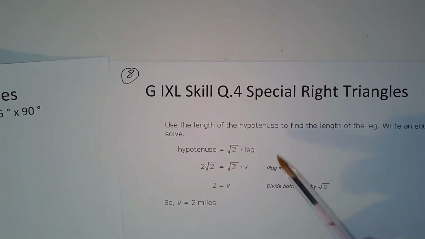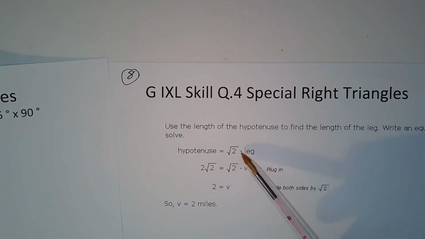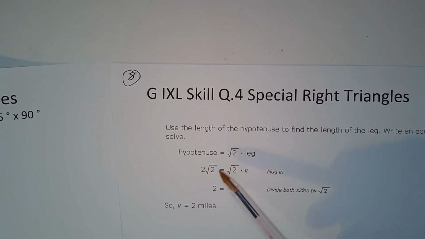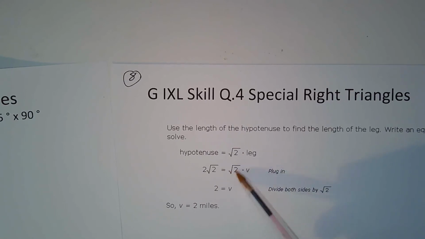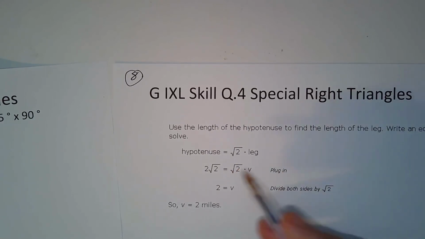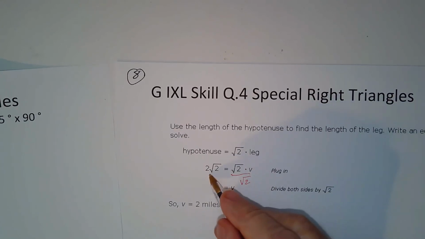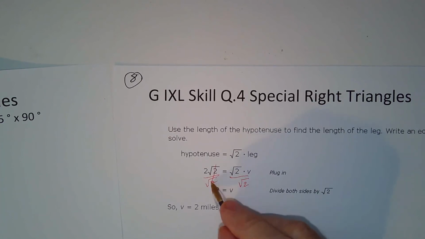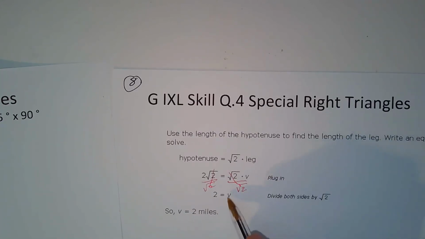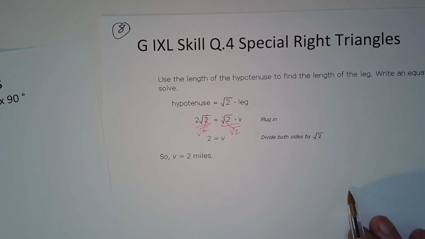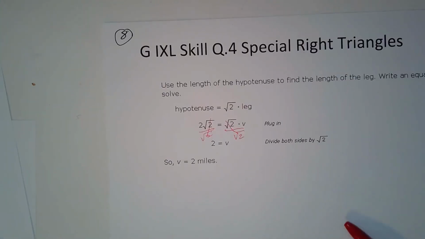All right, so let's just look at the rule. The hypotenuse is square root of 2 times the leg. So we know that 2 square root of 2 equals square root of 2 times V. Solve for V. So what do you do? You divide both sides by the square root of 2, and that conveniently gets rid of the square root of 2 on each side, and you find out that 2 equals V. Okay? All right. So that's all it is.